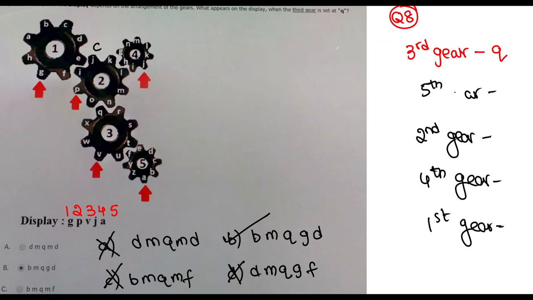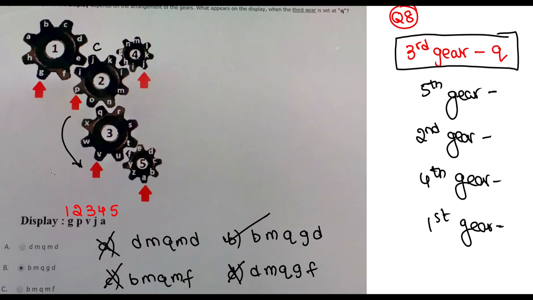Now listen, as per the question, third gear, this one, is right now at V. They said in the question third gear is set at Q, top right side. It may not be visible due to the font. Third gear is at Q. Q required means anti-clockwise 3 steps. V right now, next should be W, then X, then Q will come. If I go anti-clockwise 3 times, then Q will come. They want third gear as Q.